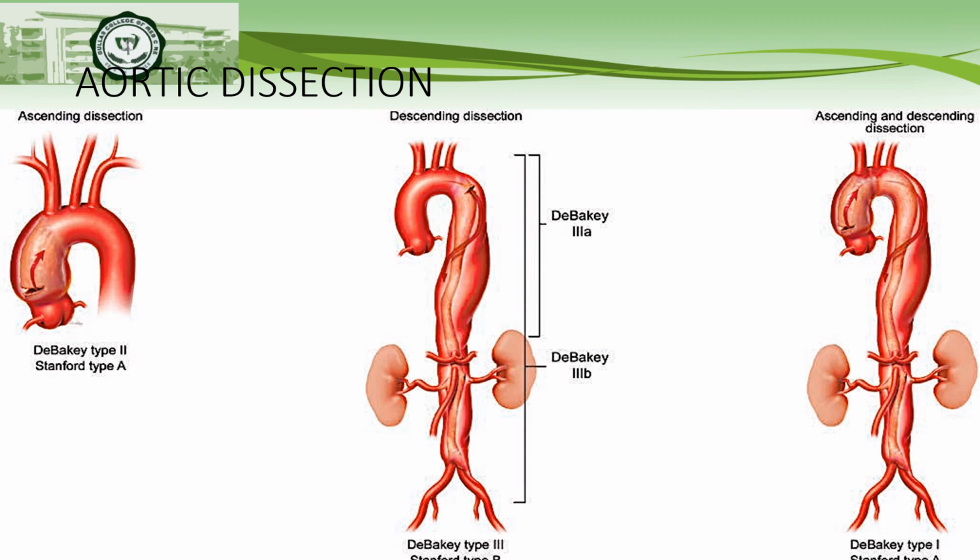The DeBakey 3 is the descending aorta as the origin. So, the ascending is not involved. Descending aorta, going down. So it extends distally down the aorta or rarely retrograde into the aortic arch and ascending aorta. But mostly the DeBakey 3 is just descending, going down.